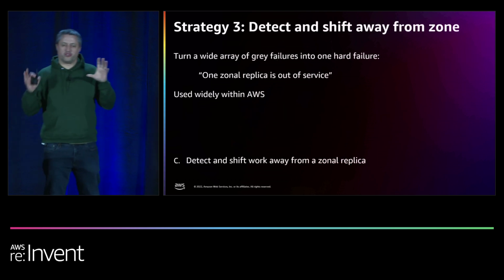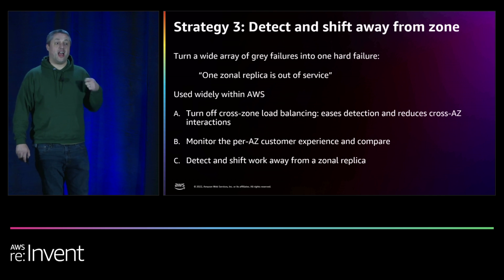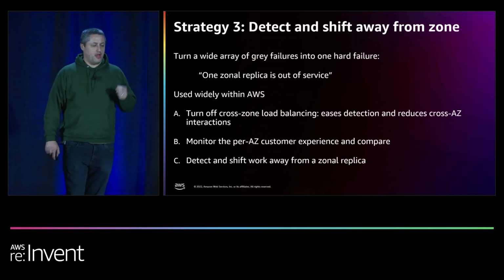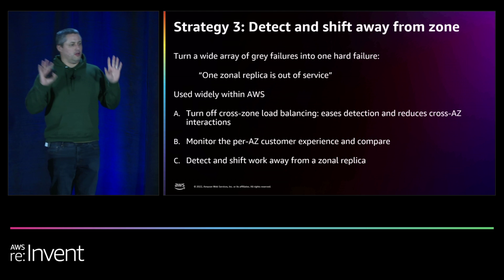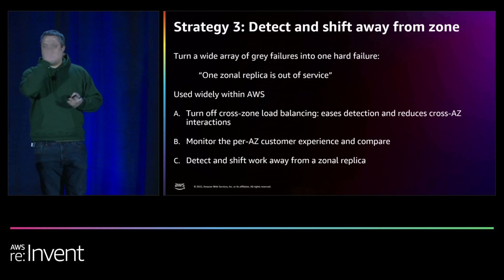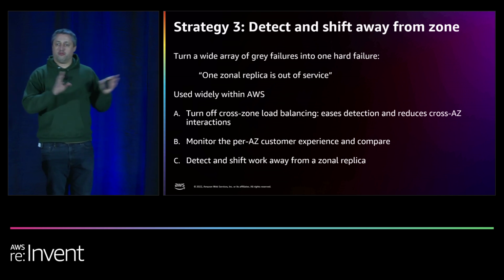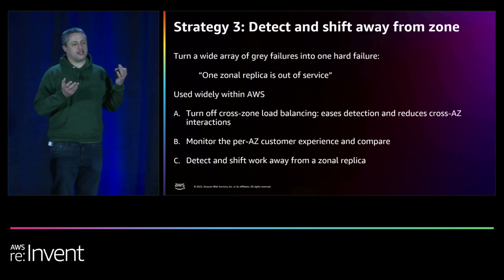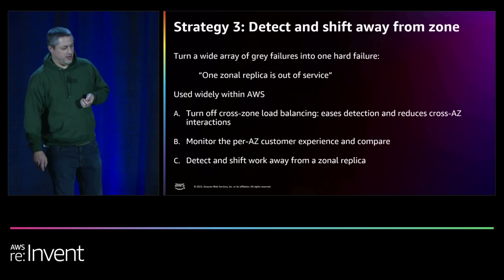So the third strategy, which is really the meat of this talk, is detecting a bad AZ or a bad zonal replica and shifting away from it. There are a myriad of possible ways that one zonal replica might have a problem, and we're really turning them all into a failure mode that we know, which is one zonal replica out of service. And so we can simplify all the possible failure modes in one zonal replica. If the failure is contained to one replica, we just take it out. And we can easily test that situation in advance. And we use this really widely within AWS.